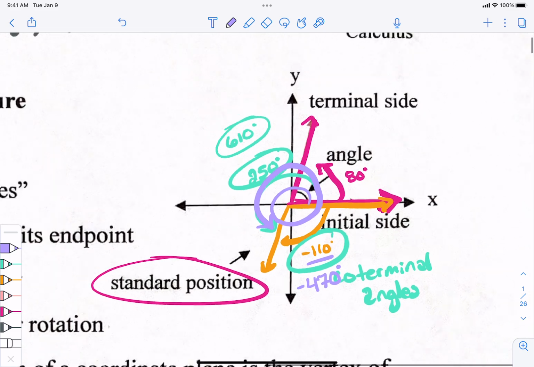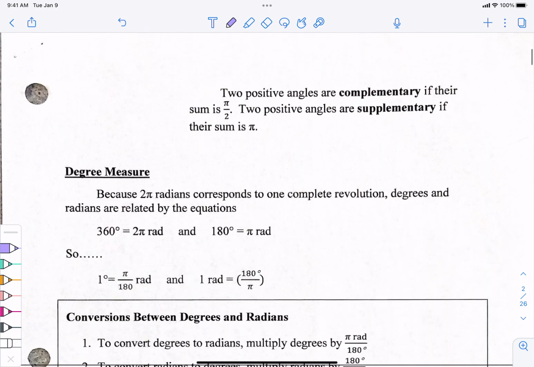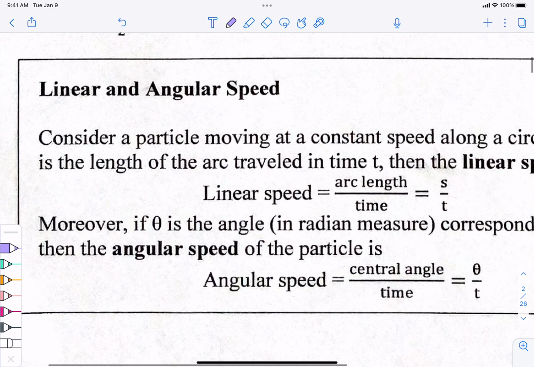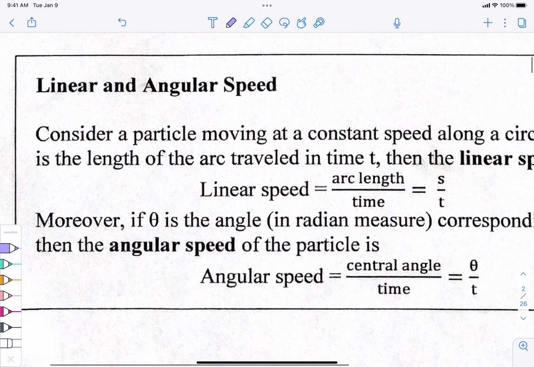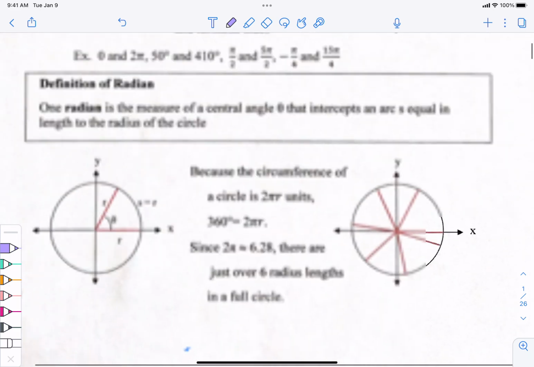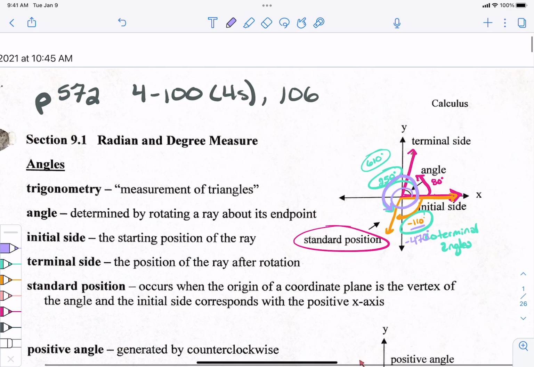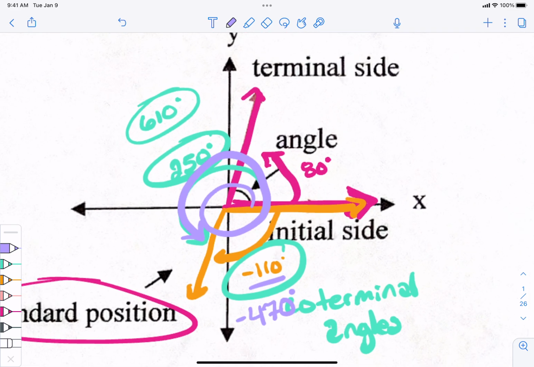Especially when we start to do problems down here where we talk about angular speed and linear speed, if I cannot go more than 360 degrees, I cannot find the speed of a tire that's going more than one rotation. I have to be able to do angles that are bigger than 360 if I want to calculate those things. So angles are going to be bigger than 360, or smaller than negative 100 degrees. It just depends on which way you're rotating them.